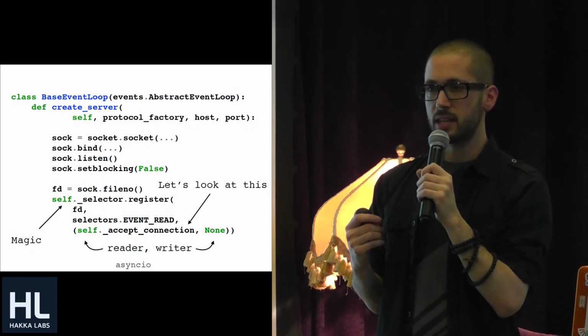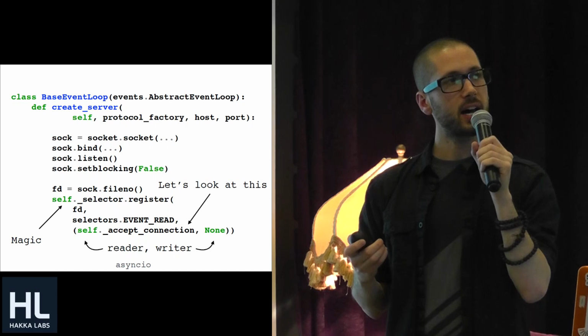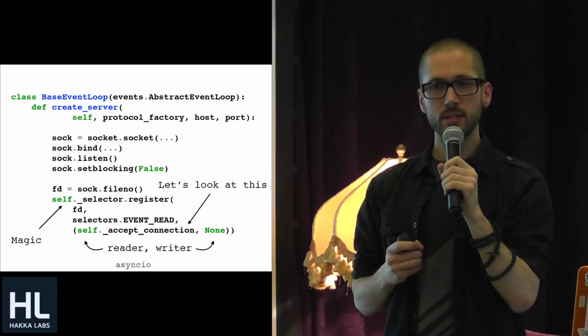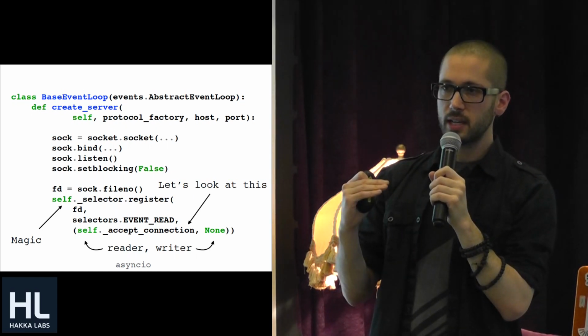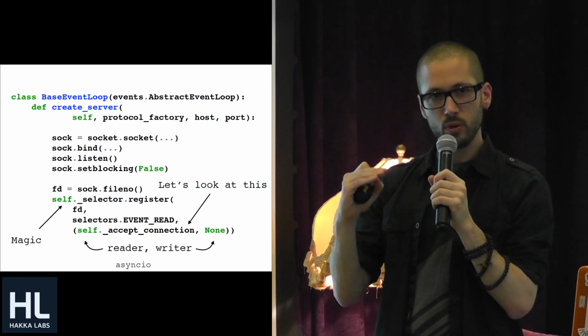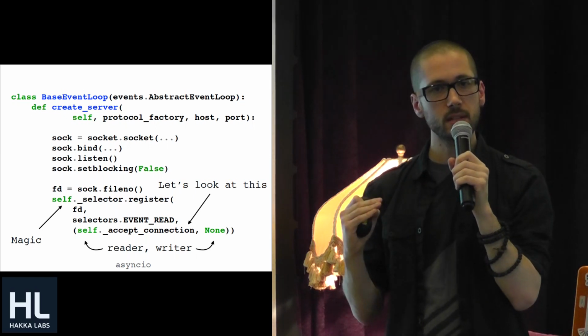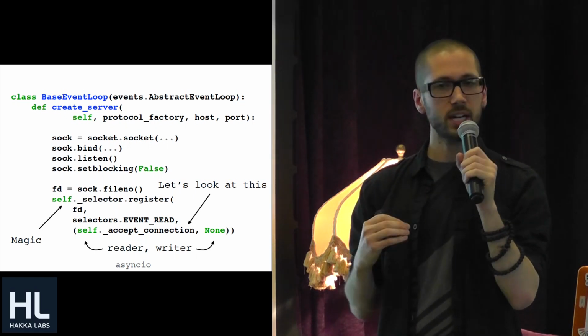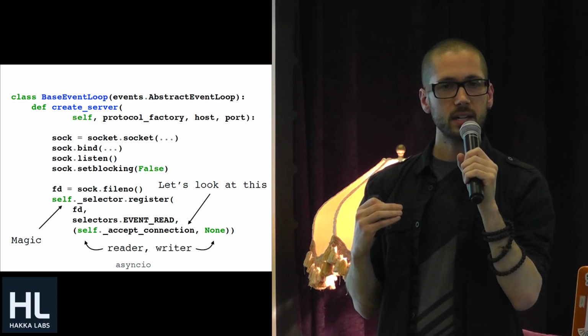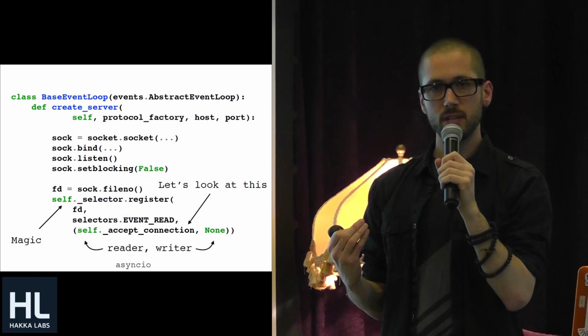After that, I get the socket's file descriptor. It's just a number. And I register it with the selector. So the selector is that super low-level layer that we're not going to explain, but we can see what it does, which is it takes a file descriptor and an event mask. And the mask tells it what events we're interested in.